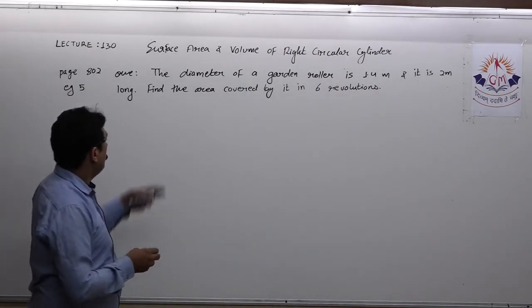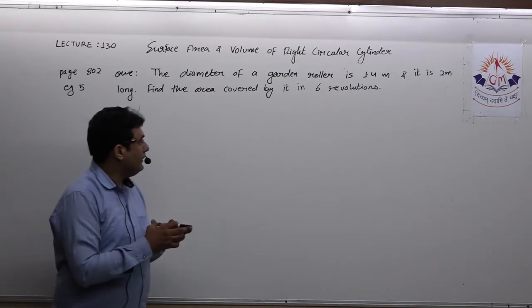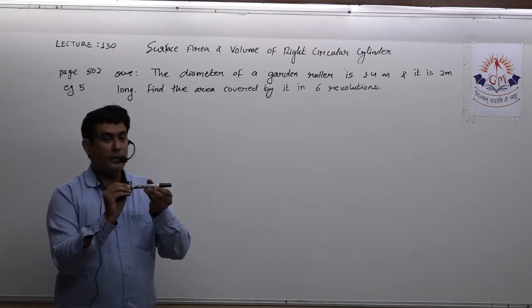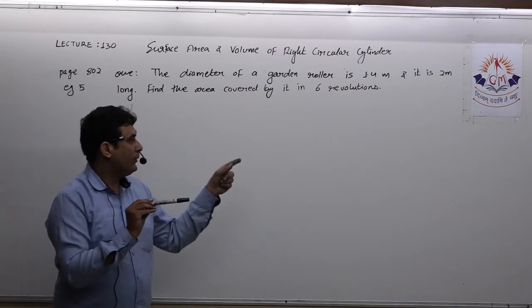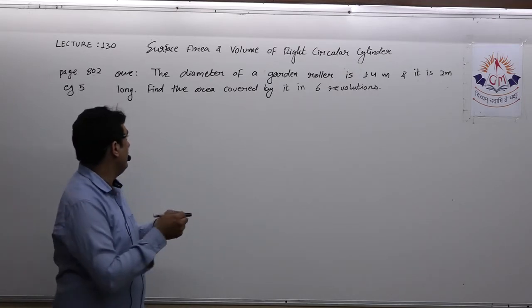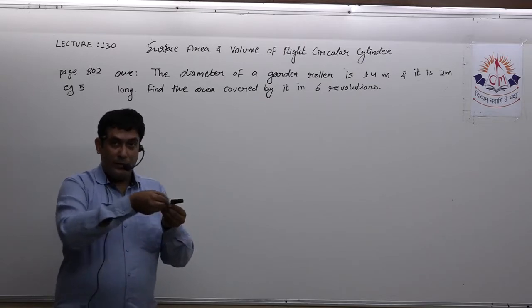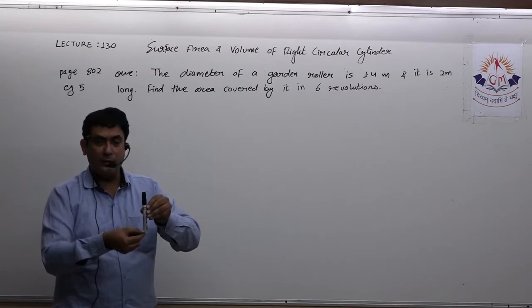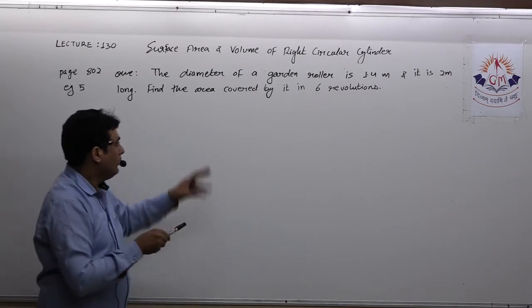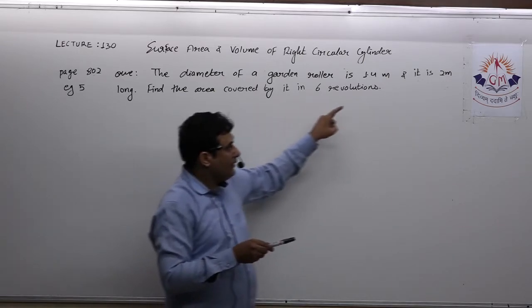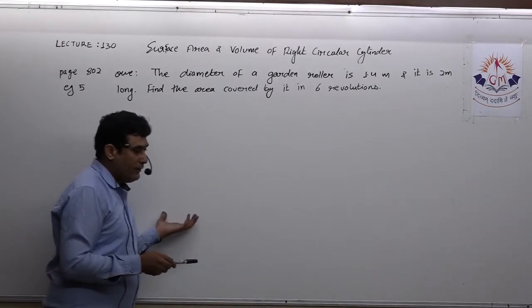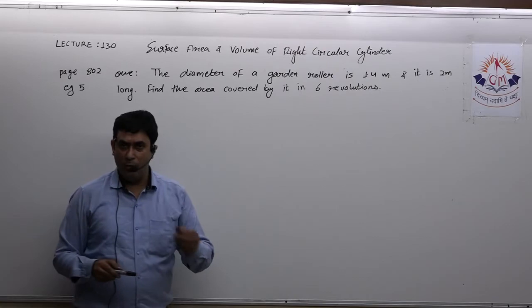Now its diameter is given. Diameter, that means this is the given diameter, 1.4 meter. It is also given it is 2 meter in length. That means if I talk about the cylinder, here length of the roller is actually height of the cylinder. So here we have radius as well as height. We have radius, we have height, so we can find volume, CSA, TSA.